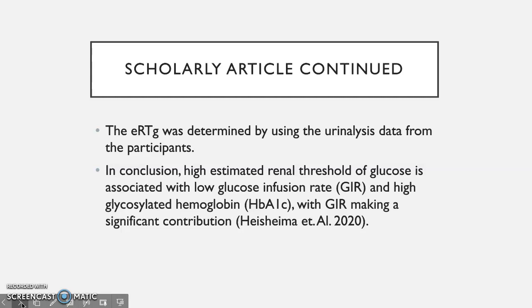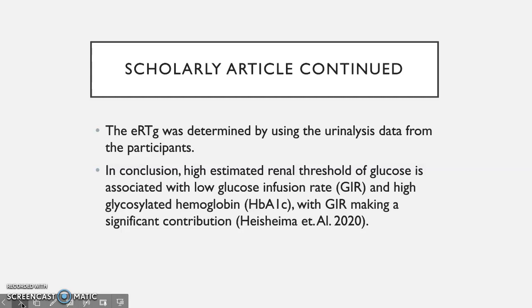Okay, so scholarly article continued. Glucose infusion rate is a measure of how quickly the patient receives carbohydrates, and glycosylated hemoglobin is hemoglobin to which glucose is bound.